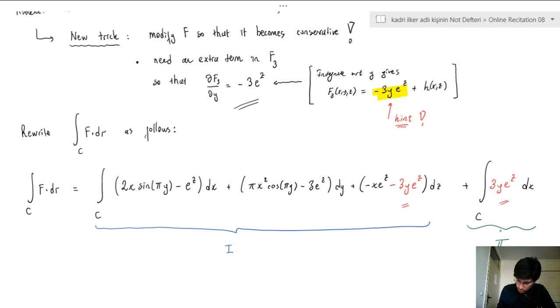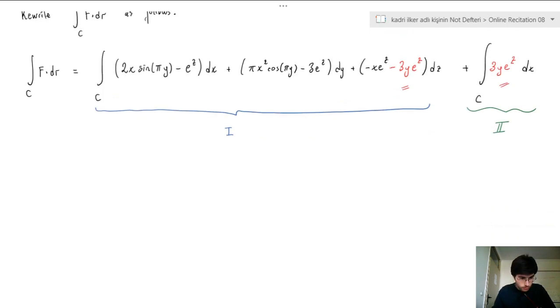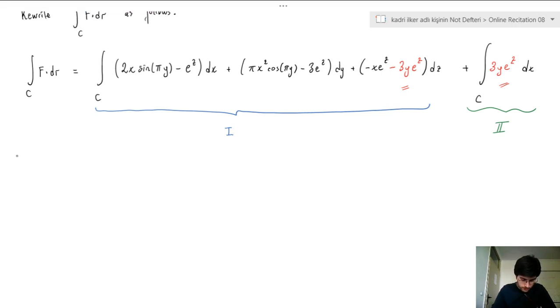But now, because of this trick, let's see what we have. So now we need to compute these two integrals. We want to evaluate integral 1 and integral 2, the green one and the blue one. So let's try to compute the blue one. Let's evaluate this blue integral. So let's see what we have.